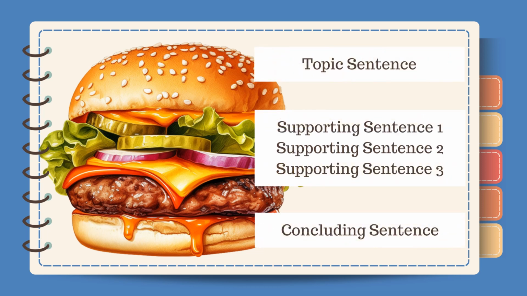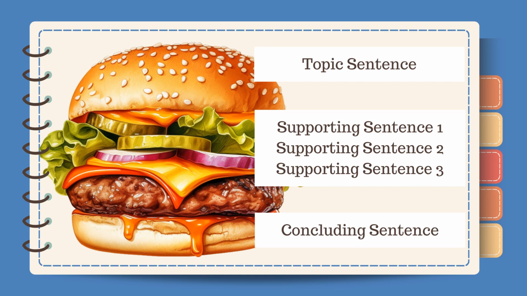So, to easily understand and memorize the parts of a paragraph, let us just look at this hamburger paragraph. The top bun is the topic sentence. This sentence tells the reader the main idea or what the paragraph will be about. Next, the ingredients. We have here the supporting sentences. We may have supporting sentence 1, 2, and 3.